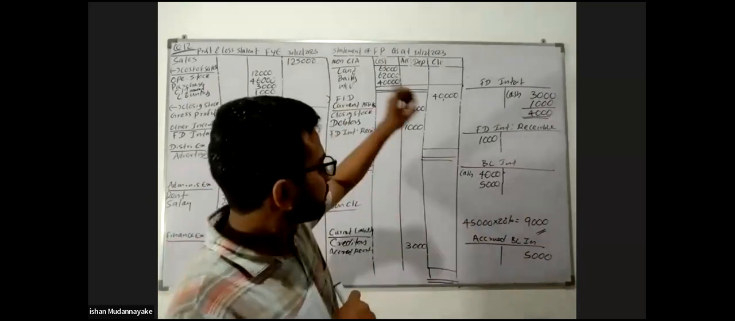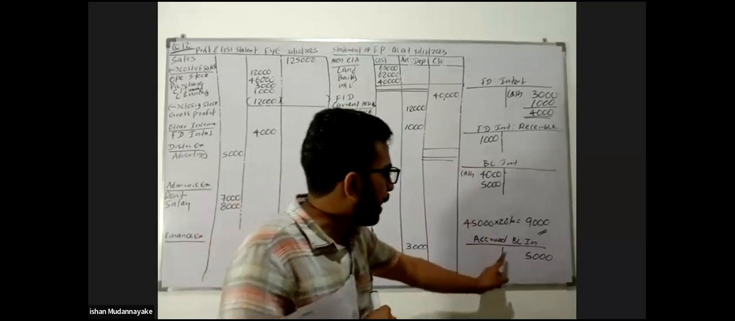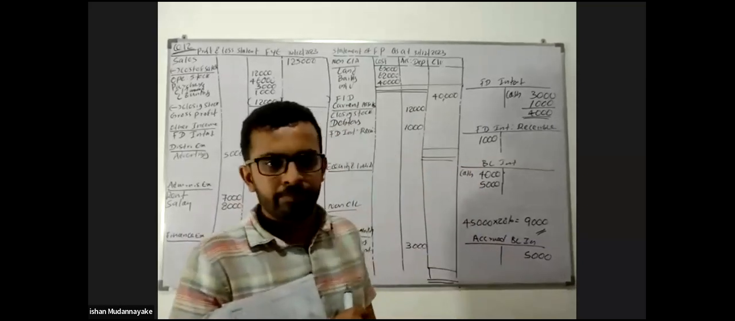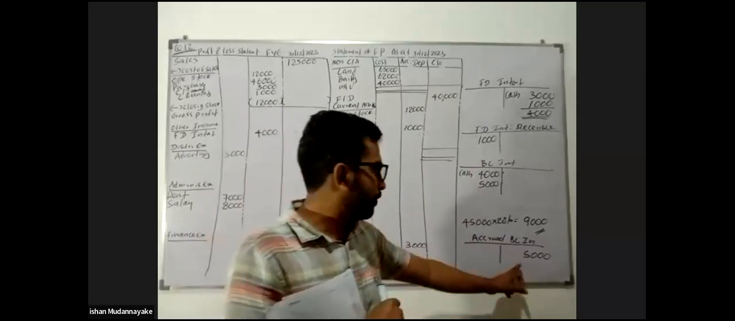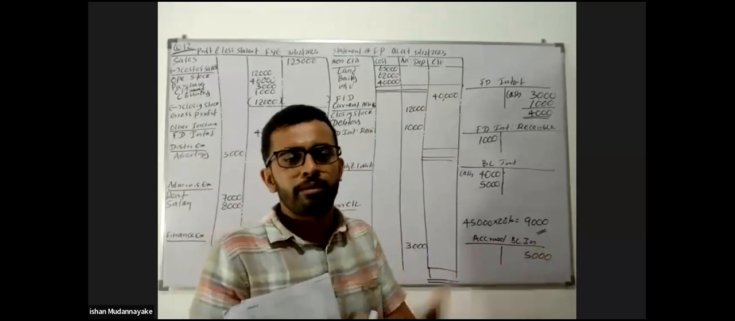Here, bank loan interest account debit 5,000, accrued bank loan interest account credit 5,000. Accrued bank loan interest means bank loan interest payable. That 5,000 payable.